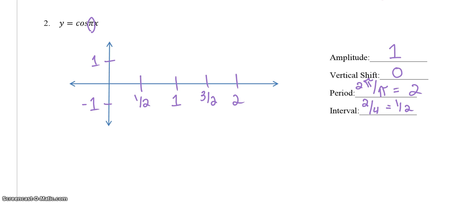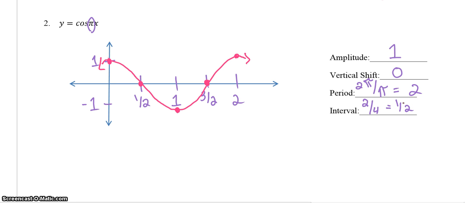This is a cosine graph that's positive, so it's going to start up at 1. Here we go. Down to 0, down to negative 1, up to 0, and back up to 1. Alright, and there we have our graph. And again, you can see the first number is always going to be whatever the interval is. The last number is always whatever the period is.